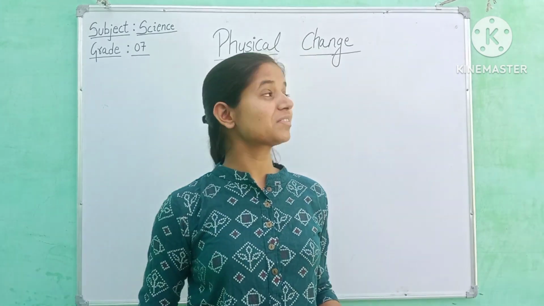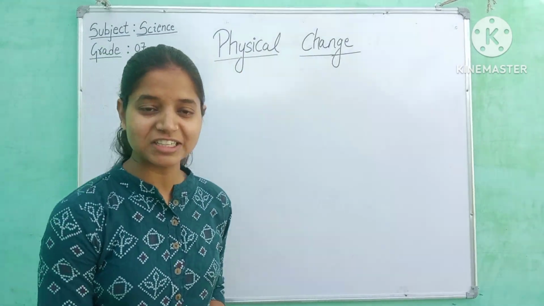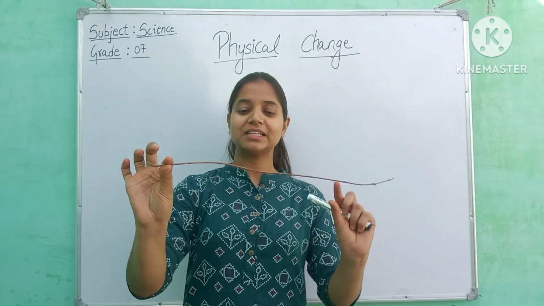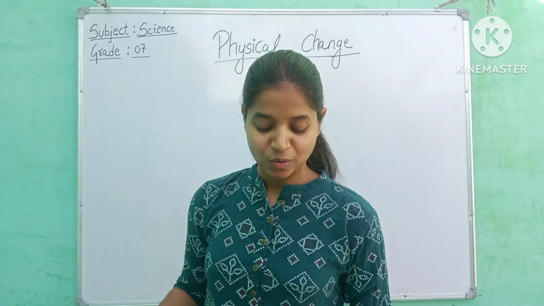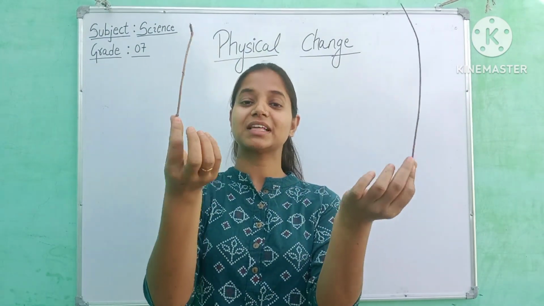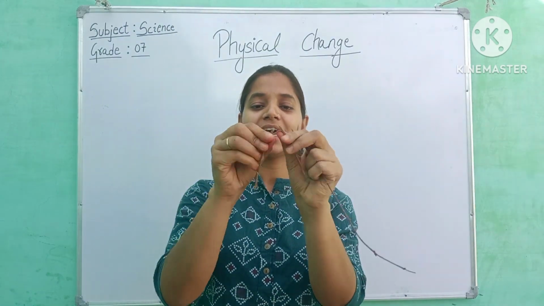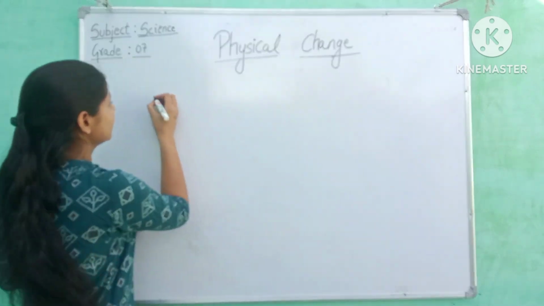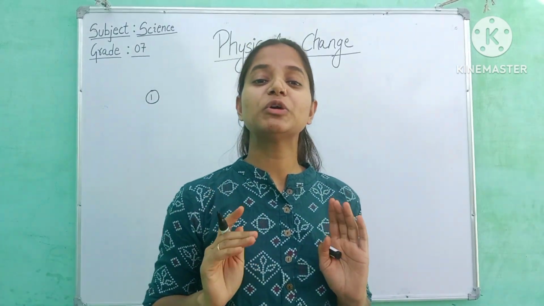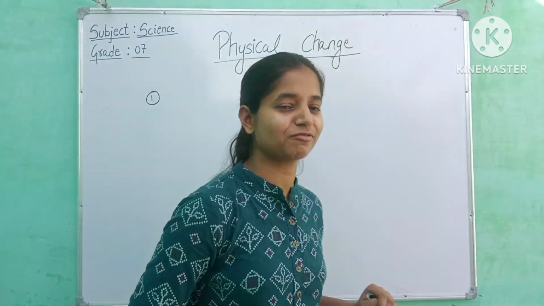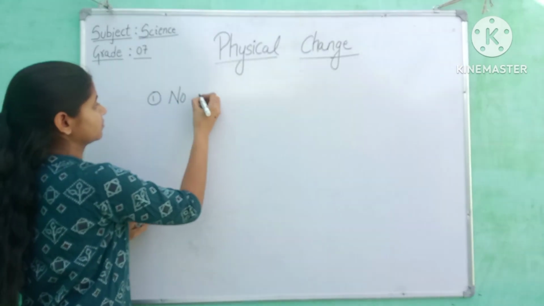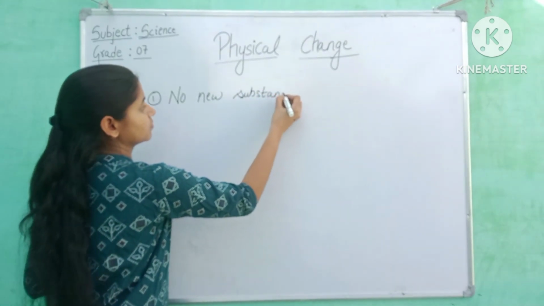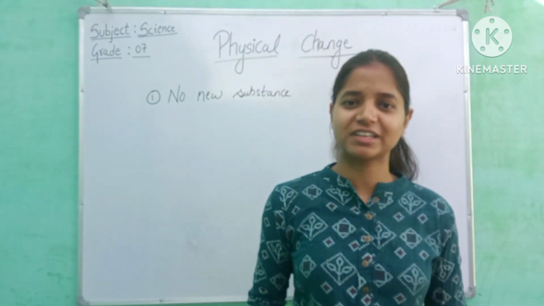So first we will discuss about physical changes. So students, in physical changes you have to remember two main points. First let me give you an example. Suppose this is a stick. Okay, a stick. What will happen if I'll break it? The stick will divide into two parts, right? Further, I can divide it into more parts, right? So in physical changes, first point to remember is no new substance is formed. Okay, no new substance is formed in physical changes.